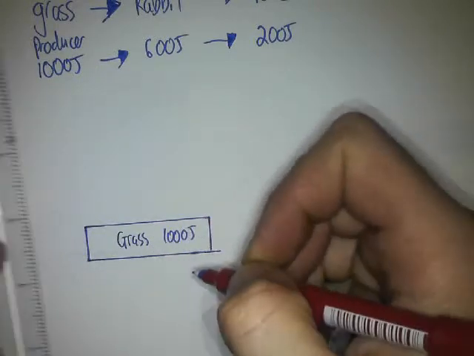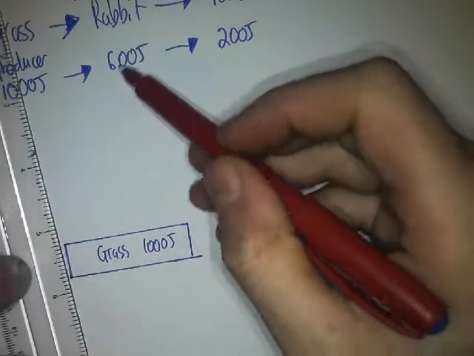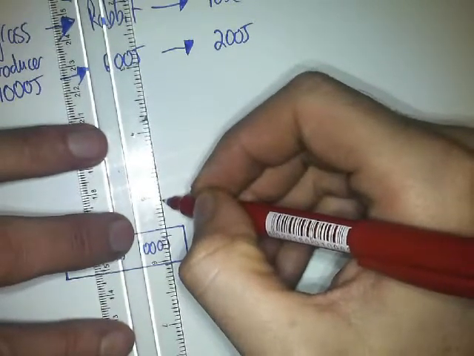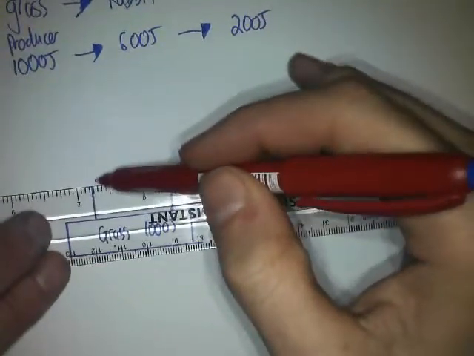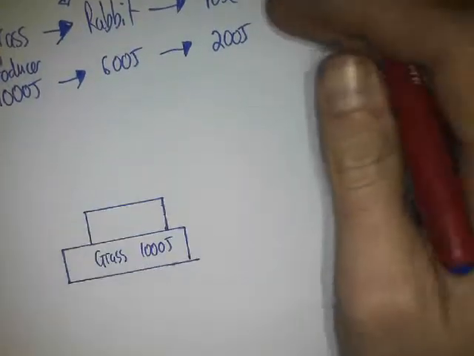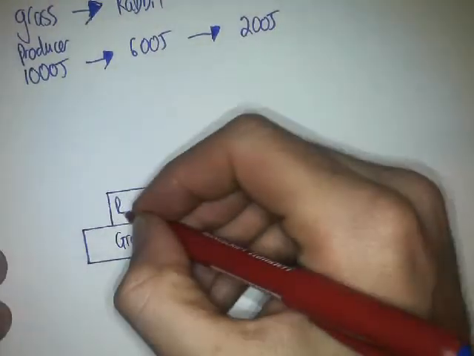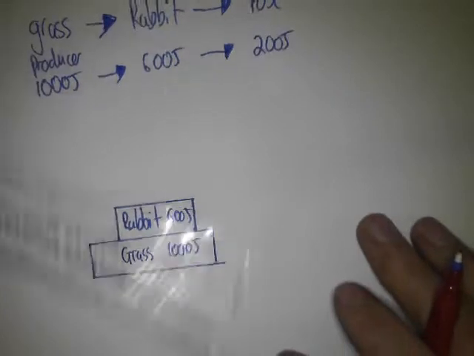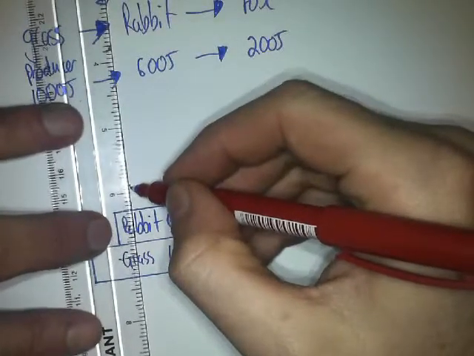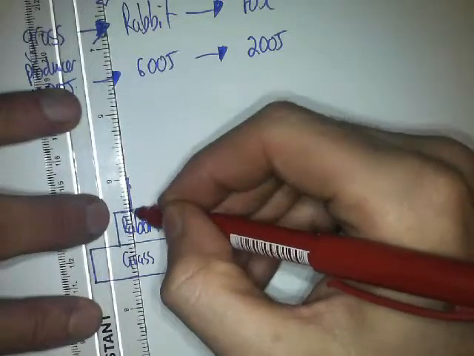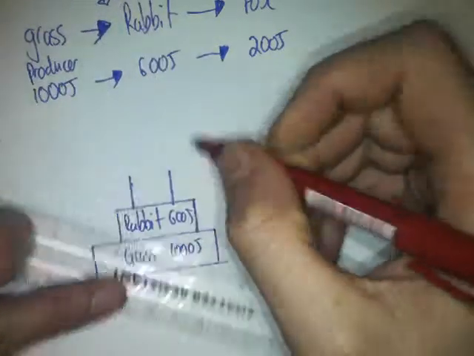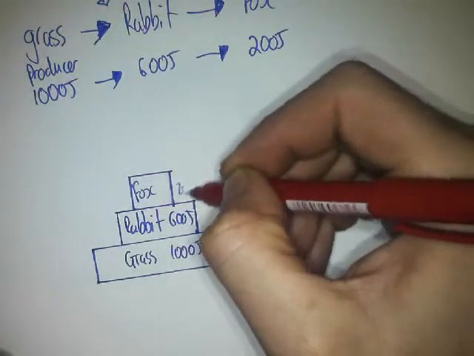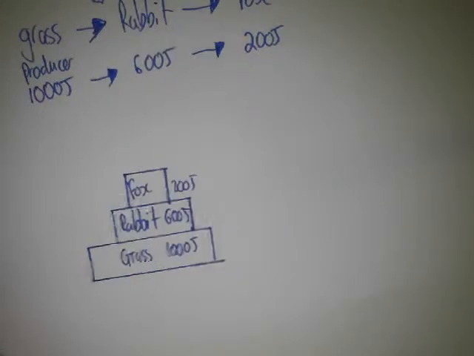1,000 joules. Now, of those 1,000, there's only 600 getting transferred. So same height, but a smaller rectangle on top. Now, if you have to draw this to scale, you can draw it to scale, but this is very rarely examiner asks you to do that. So rabbit, 600 joules. And lastly, the fox, 200 joules. That is our pyramid of biomass.